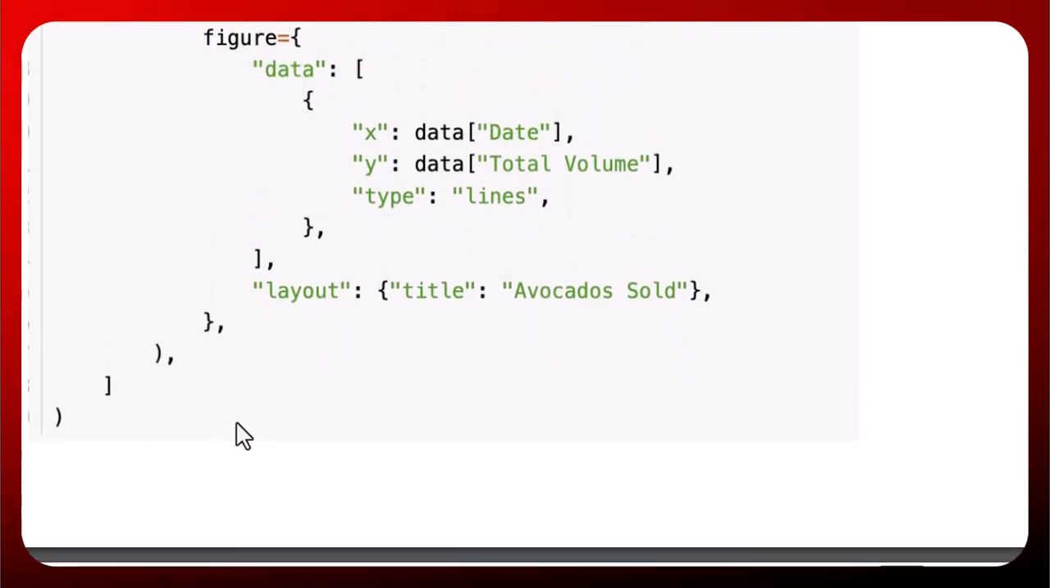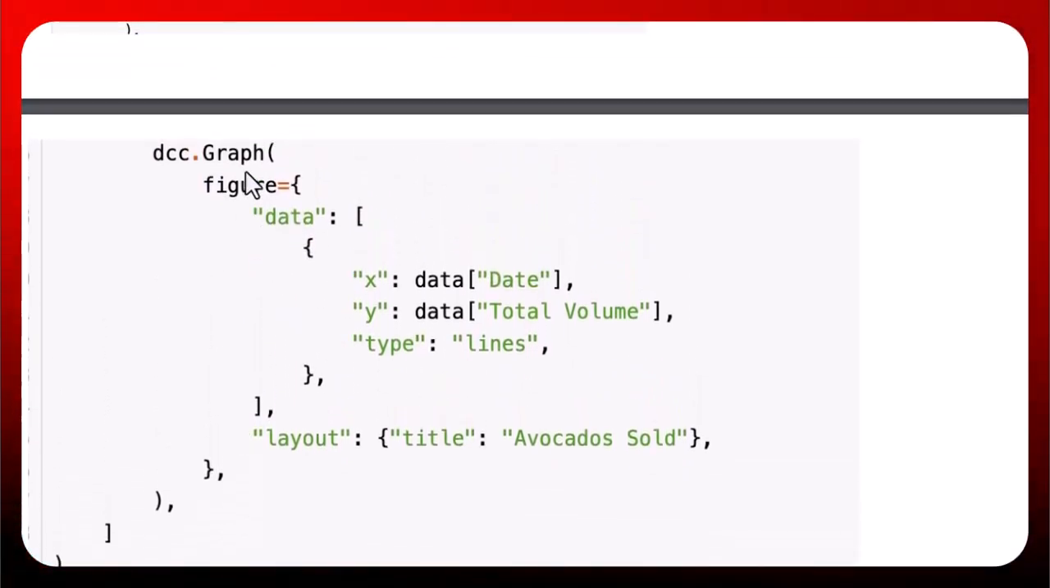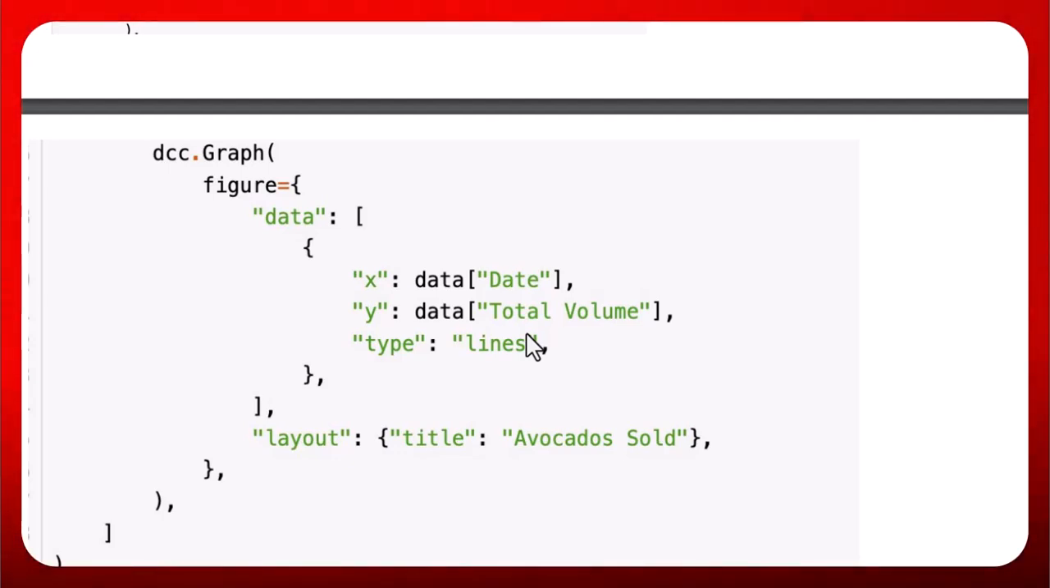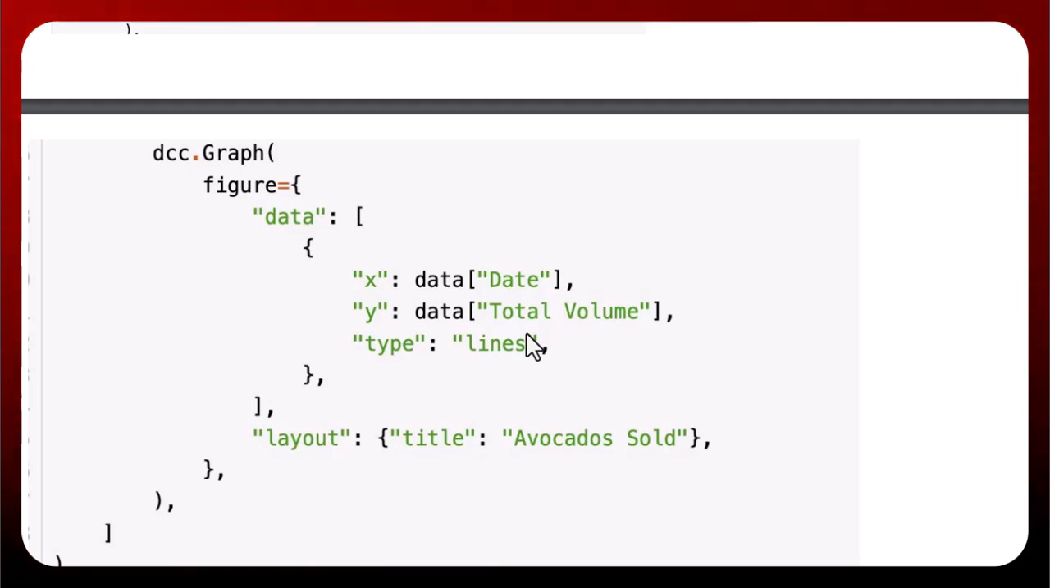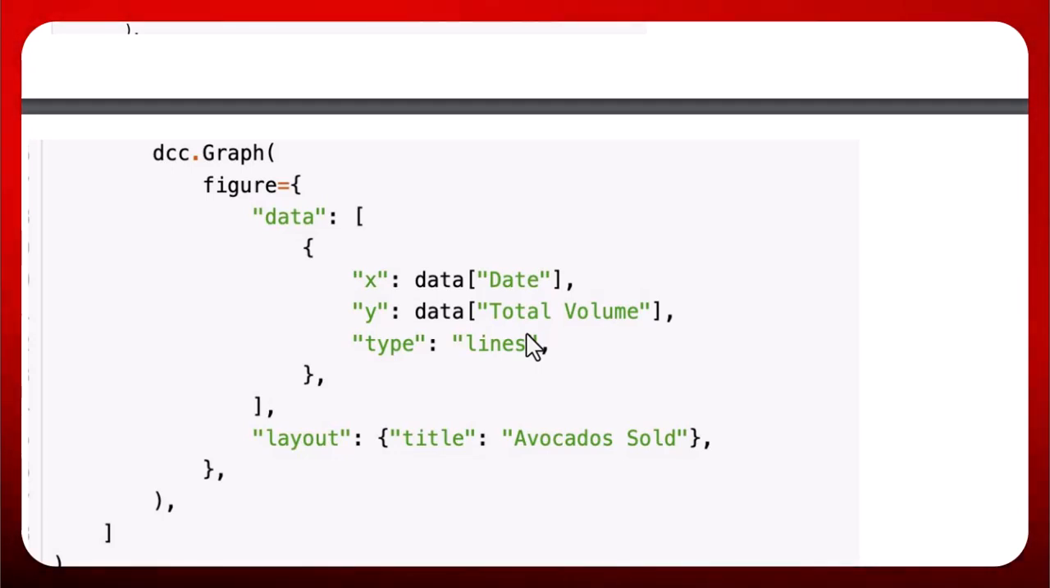For the second graph, I'm sorry, again it's data. X is going to be date and Y is going to be the total volume, and the type is again lines. It's a line chart. And then the layout is going to be the title, avocado sold.